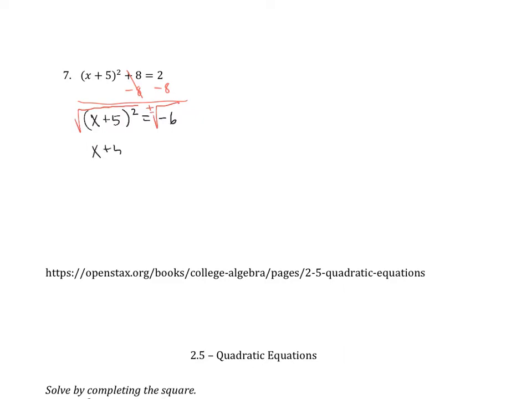So we get x plus 5 is equal to plus or minus. The negative will come out of the radical as an i. The 6 cannot simplify down, so it's going to be i square root of 6. And then to get rid of the 5, we're going to subtract 5 from both sides. So we would get x equals -5 plus or minus i square root of 6. So those are several examples of how to use the square root property given different starting points.